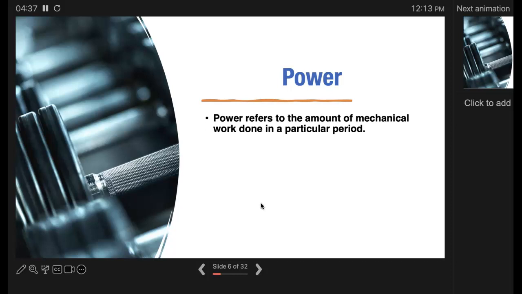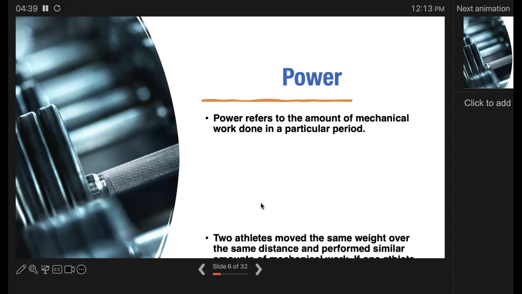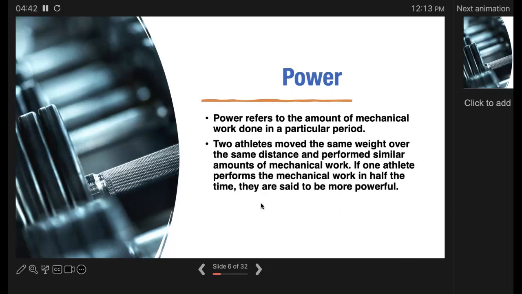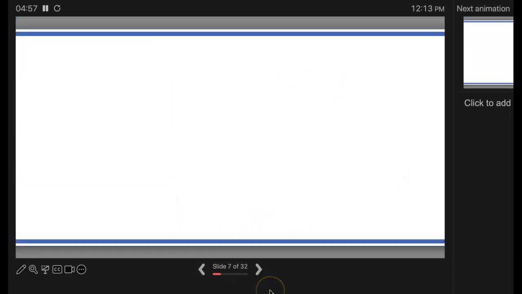Power is referred to as the amount of mechanical work over a time period, generally speaking. So if two athletes of the same weight move over the same distance, they perform similar amounts of mechanical work. If one athlete performs the mechanical work in half the amount of time, they're said to be more powerful than the other person. And this is usually measured in watts.